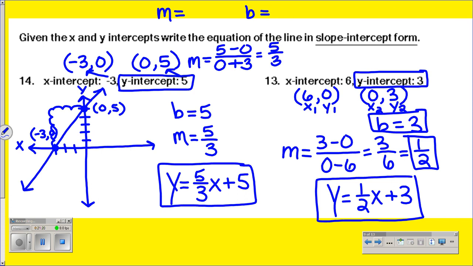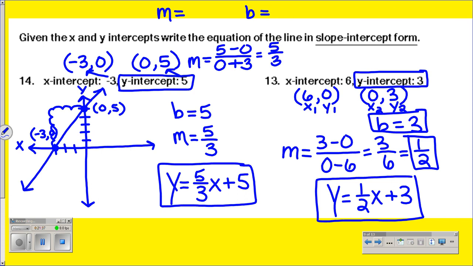Thank you, and this has been Mrs. Bentley with Writing Linear Equations, Day 2, given a point and slope and given 2 points. We also looked at a couple of examples with the x and y-intercepts.